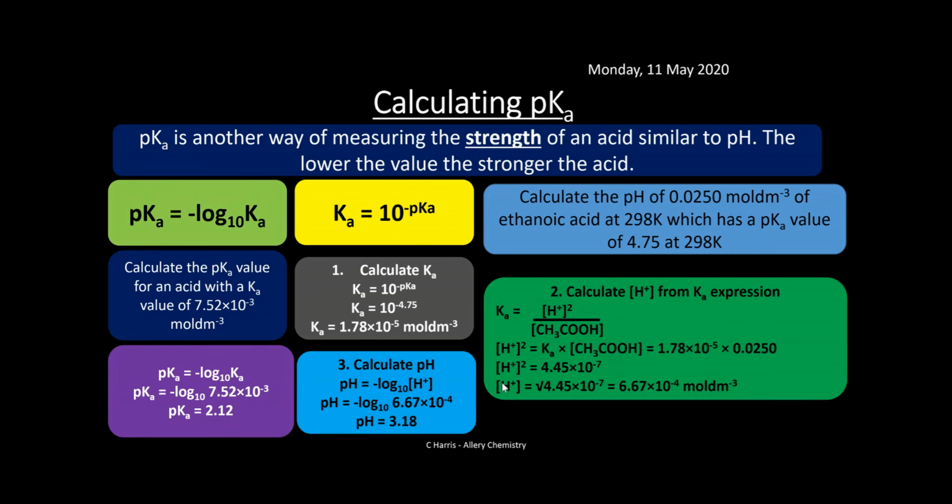Right, okay. So pH is 3.18 in this example. Again, check to see if it's right. Ethanoic acid is a weak acid. We would expect a pH around that figure. It's quite, like I say, a strong weak acid, but we'd expect it around that area.